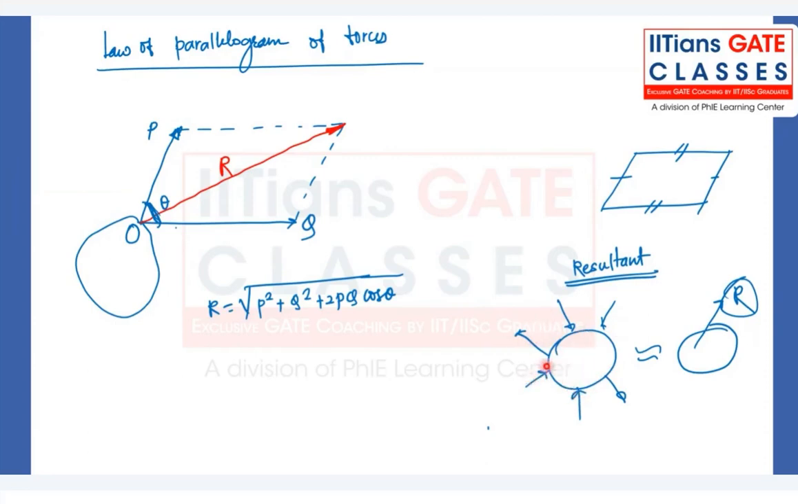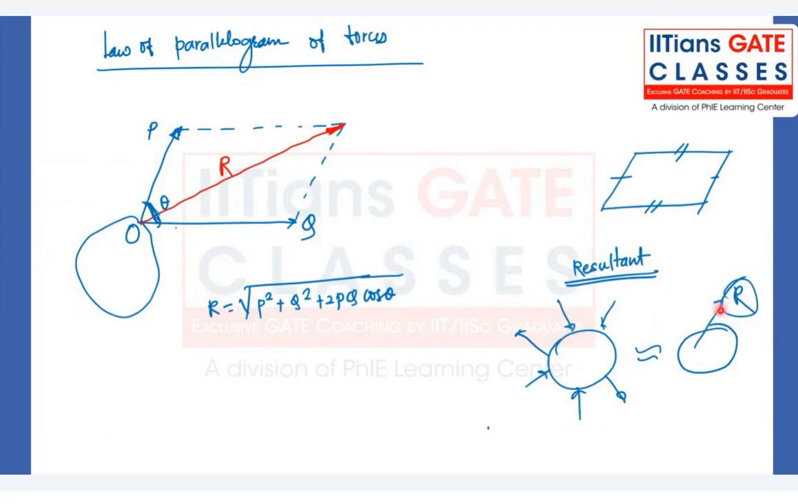Some effect will happen to the body. It means whether the body will move in some particular direction, something like that. The same effect is created by a single force, okay? Then that force is called a resultant, in simple words. So the definition will be: if a system of forces acting on a body is replaced by a single force which has the same effect as the total forces, then such a single force is called a resultant.